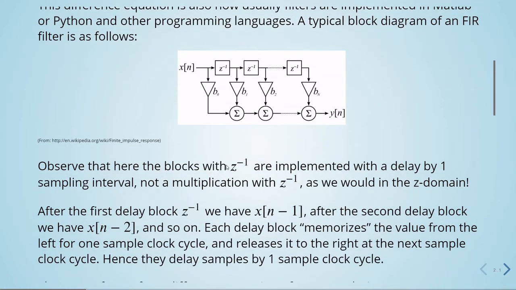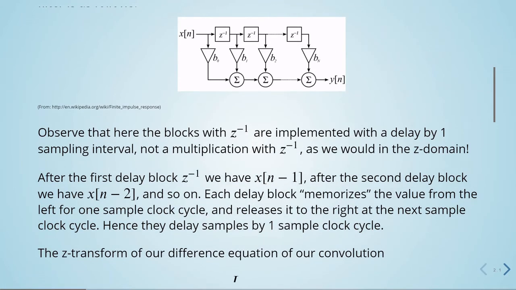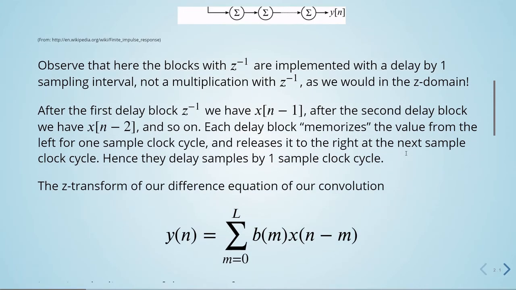After the first delay block z to the power of -1, we have x of n minus 1, and after the second delay block we have x of n minus 2, and so on. Each delay block memorizes the value from the left for one sample clock cycle and releases it to the right at the next sample clock cycle. Hence they delay samples by one sample clock cycle.